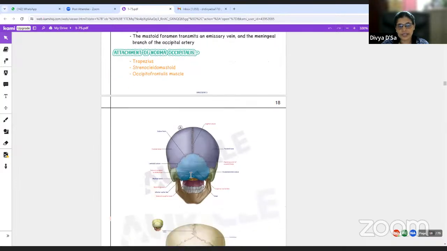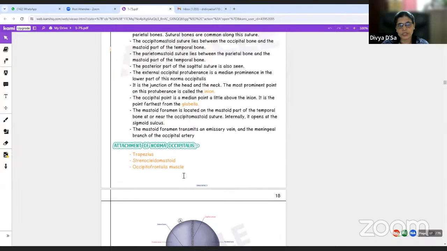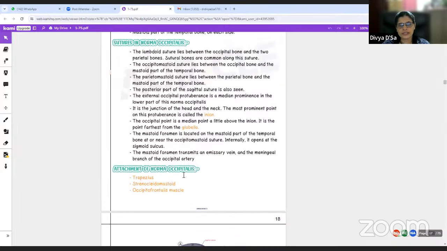Then here you see the highest point, that is called the external occipital protuberance, and that is a prominence you will see in the norma occipitalis. On either side of that there are two prominent lines which we call the superior nuchal lines. Okay, superior nuchal lines is there.